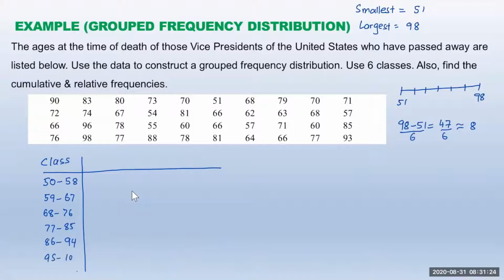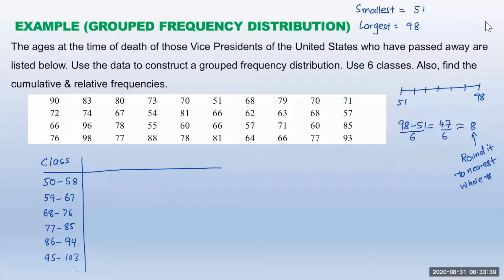So you can see in these groups, we are grouping the data from 50 to 58, 59 to 67, 68 to 76. And you can also see that all these data values from 51 up to 98 are included. We group the data into 6 different classes, 1, 2, 3, 4, 5, 6. So this idea of constructing the frequency distribution is the grouped frequency distribution.